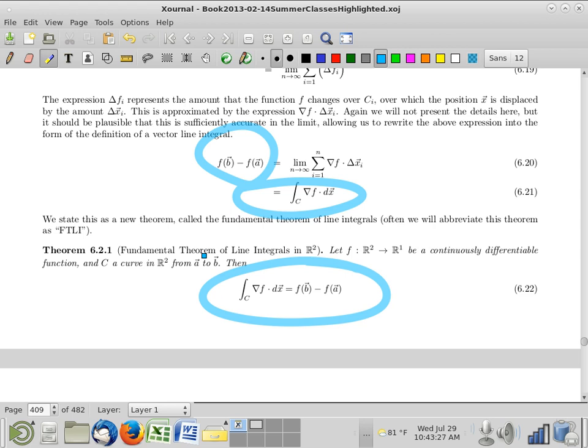Now you can view this two different ways. I like to derive this particular theorem kind of backwards, in the sense that I started with f of b minus f of a, and then I worked that back to being an integral. In practice, the way we use this most of the time is, if you're given a vector line integral that you'd like to compute, here is a super handy-dandy formula for how to compute that vector line integral. Does that make sense?